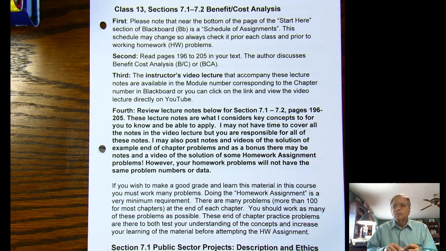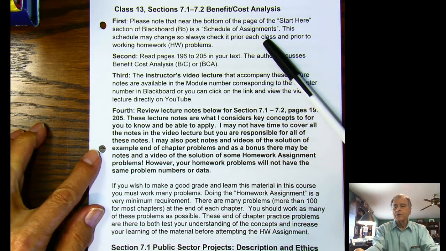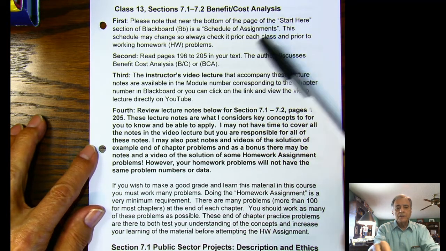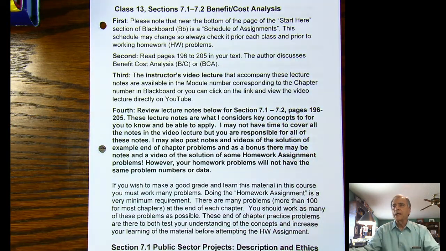Hello and welcome to class number 13, which is going to cover sections 7.1 and 7.2 in the benefit cost analysis chapter. And I will again refer you to the schedule of assignments in the Start Here page of Blackboard.